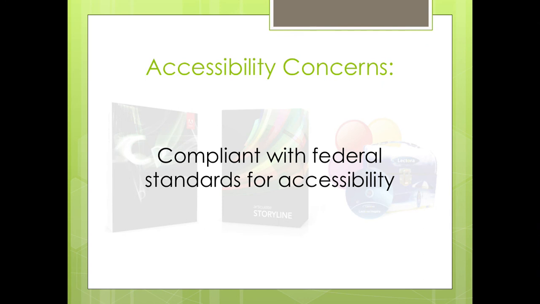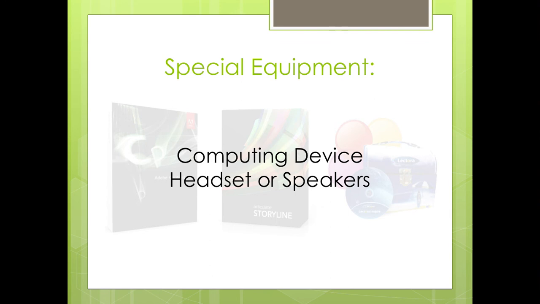When it comes to accessibility, all three of these softwares are compliant with federal standards for accessibility. No special equipment is needed, other than a headset or speakers and a typical computing device, whether it be a laptop or a desktop computer, maybe even a mobile device if you're just a user of the published content. That's all that you should need, assuming that, of course, you've checked, if you're the instructional designer, that the software you've chosen works with your operating system.